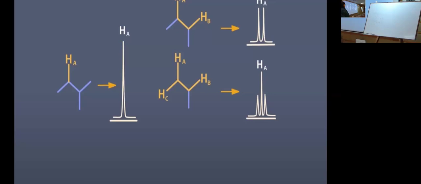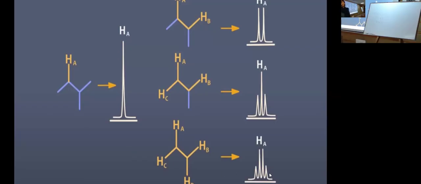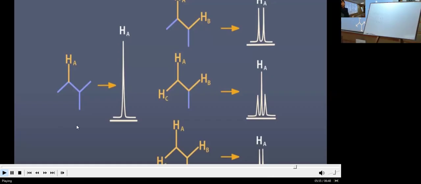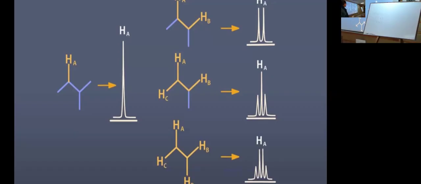2 neighboring protons will give a triplet, and 3 neighboring protons will give a quartet. You can even see quintets and septets in some cases. Spin-spin coupling can give us valuable information about the connectivity of the atoms in a molecule because it shows us which protons are close to which other protons.